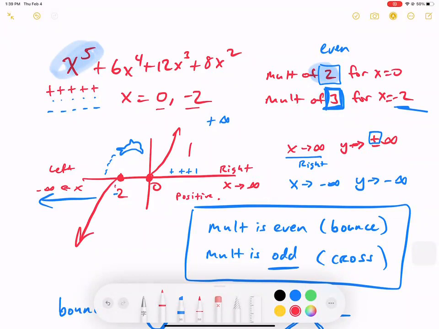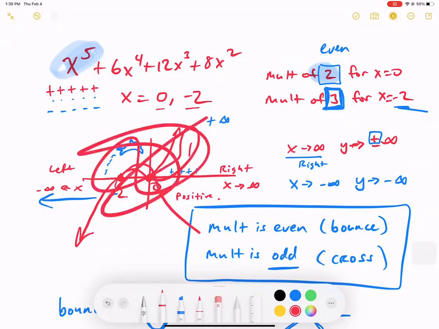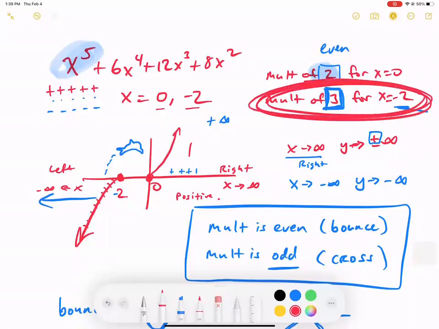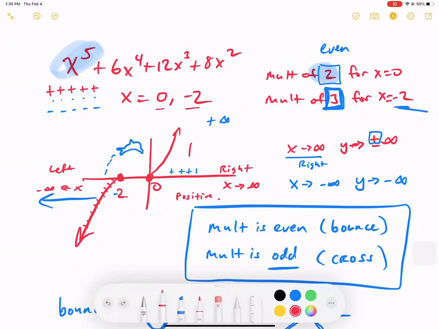Now, what does the graph look like? Does it just randomly cross? What happens in between? So we walk it. At my first checkpoint at -2, is the multiplicity odd or even? The multiplicity is odd. And for odd, we cross. Thank you very much, sir. I will see you later. We have to cross all the way to 0.